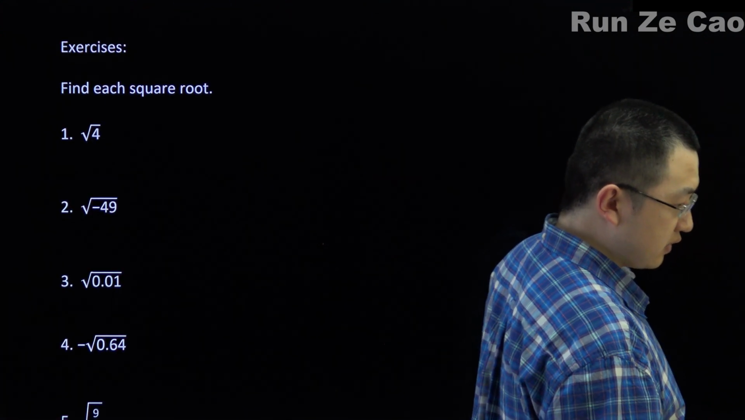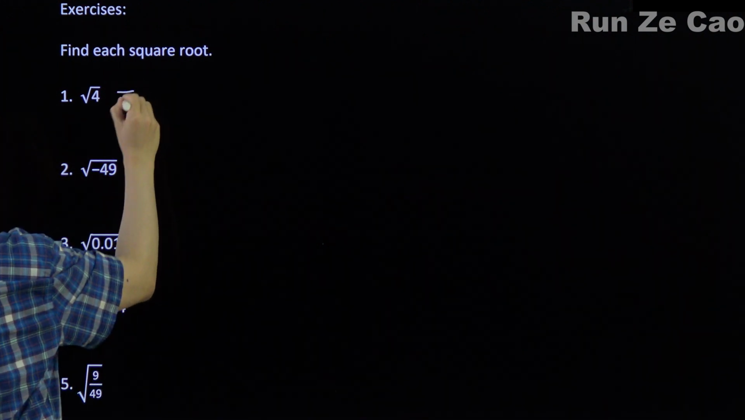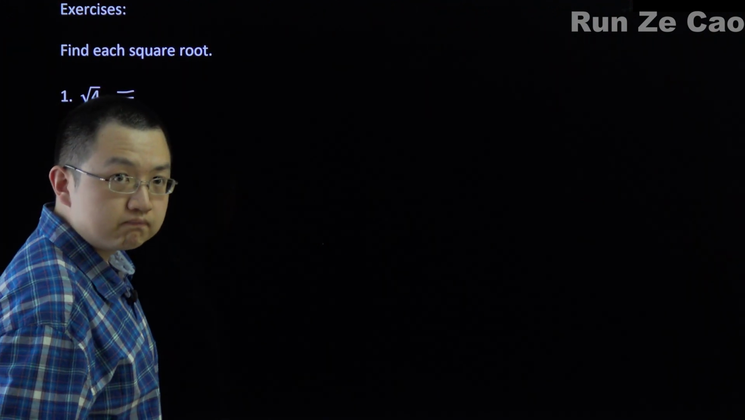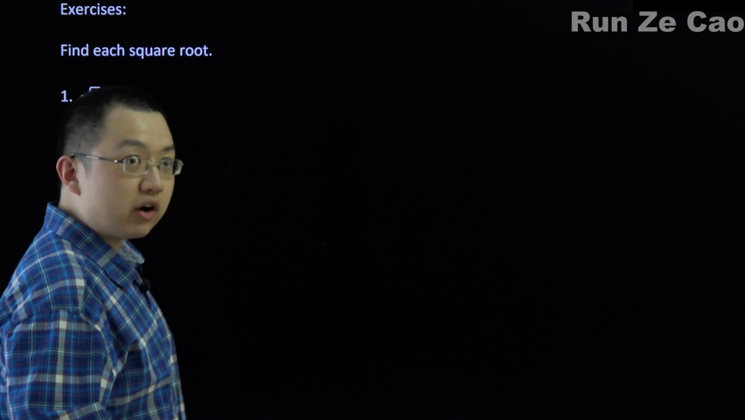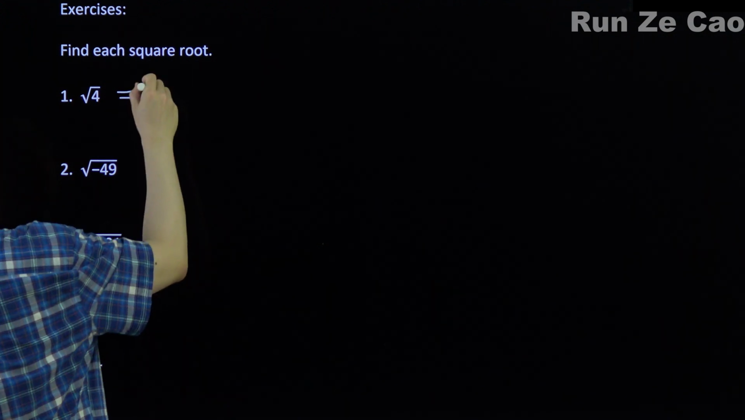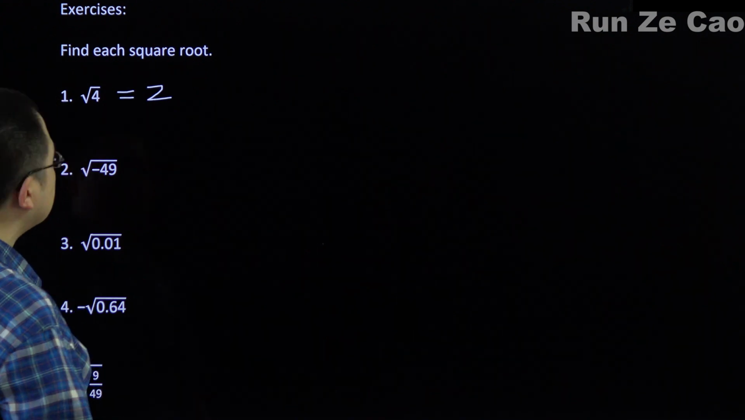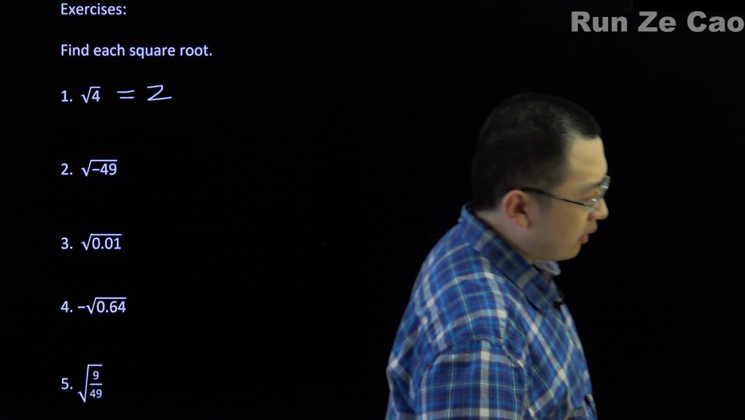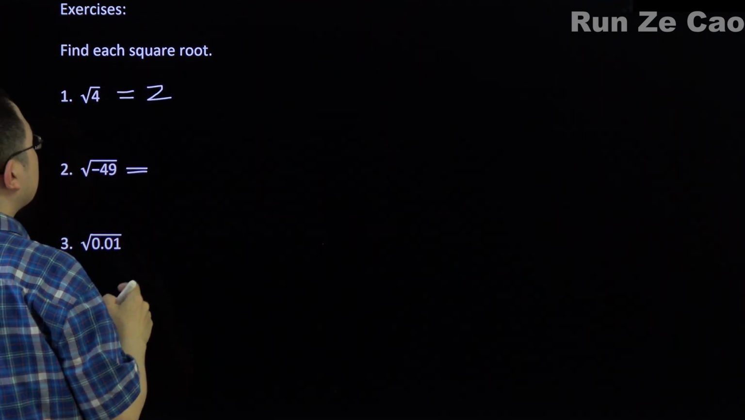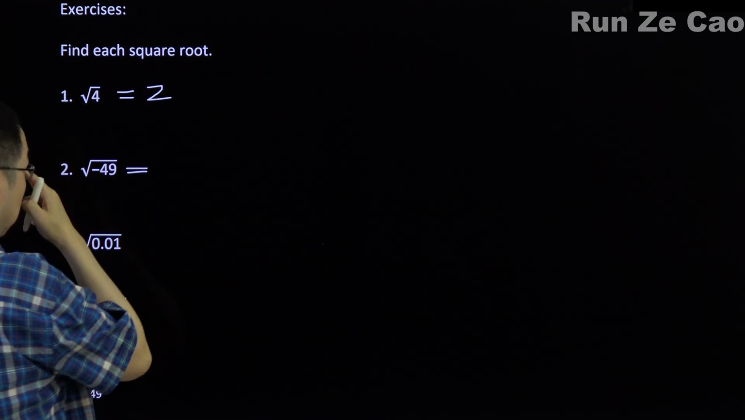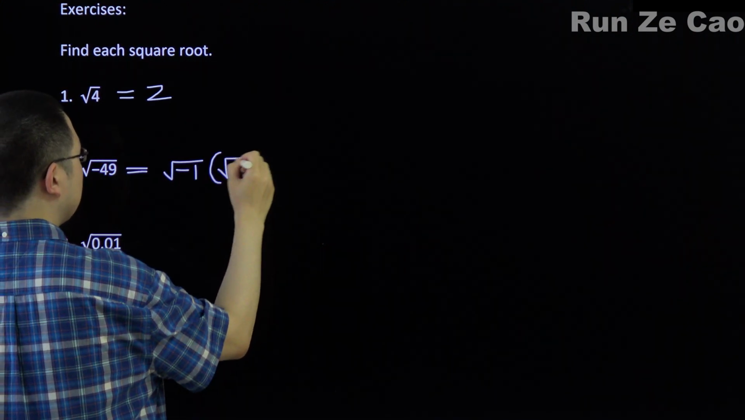Okay, find each of these square roots. The square root of 4, well, 2 times 2 equals 4. 2 squared equals 4. The square root of 4 is therefore equal to 2. The square root of negative 49, well, the thing is, you can factor this. It's possible to factor in square roots. You'd get the square root of negative 1 multiplied by the square root of 49.